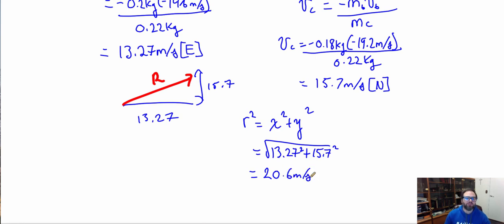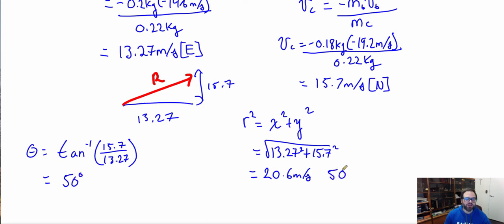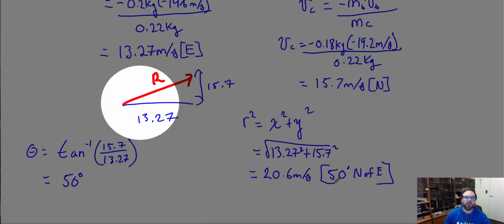Then I'm going to have to take the inverse tan of my y divided by my x, to figure out my angle. And my angle I end up getting is 50 degrees, which gives me a total of 20.67 meters per second at 50 degrees north of east, since we're trying to find this angle right here.